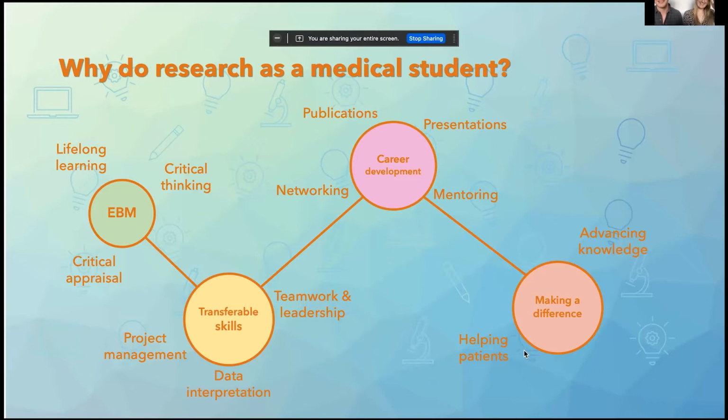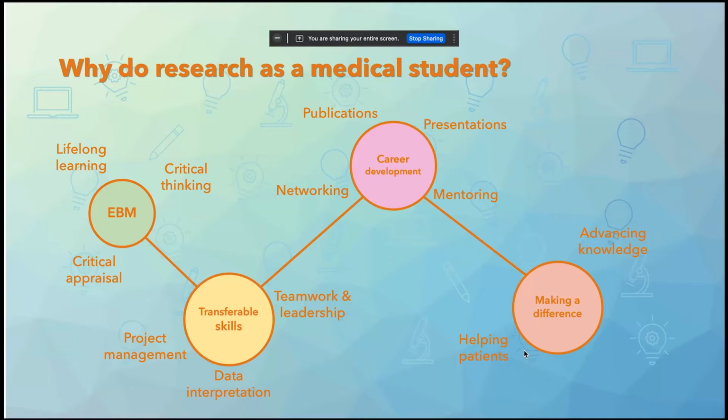And as well as that, you will be working with a whole load of different people, from senior clinicians, academics, statisticians, research nurses, allied health professionals, and other students such as yourselves. And you will undoubtedly be building teamwork and leadership skills there. It's also important for your career development, especially if you want to go forward into an academic career. Obviously, demonstrating a commitment to research is an important thing.